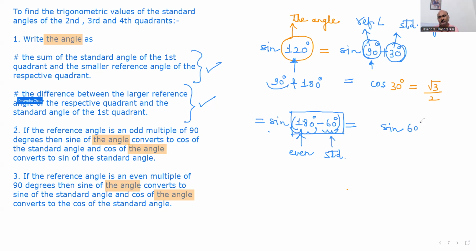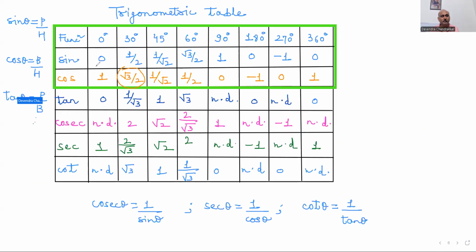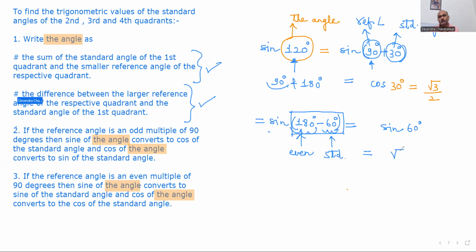So that is 60 degrees, right? So what is sine 60? Go back to the table. Look for sine 60. It's root 3 by 2. So you get it as root 3 by 2. Understood? So from both the methods, you got the same answer, root 3 by 2. All of you, understood or not? Hello, hello, hello. Kids, please respond. Yes, sir.